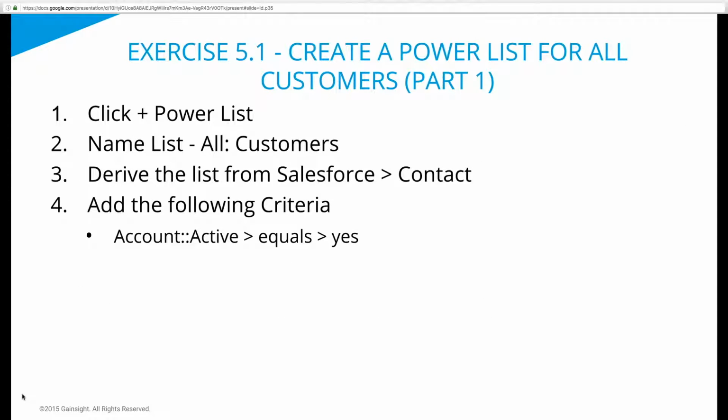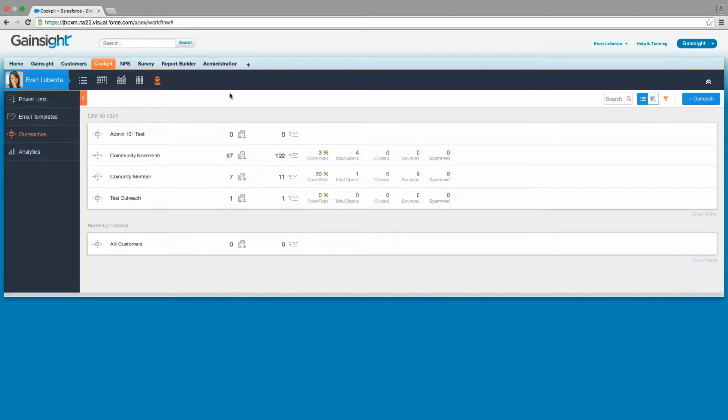All right, so now what we're going to do is actually walk through Gainsight and what it takes to create a power list, and then all the way through sending out an outreach. So feel free to follow along. So here we are within Gainsight. I've already accessed the Copilot tab and selected Copilot so that we're in here already. You can see the different options on the left-hand side.